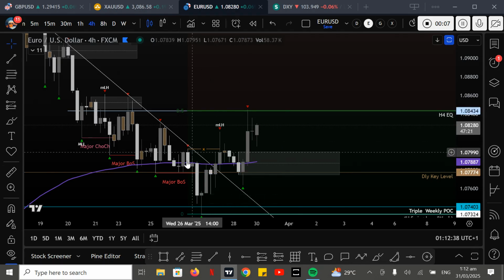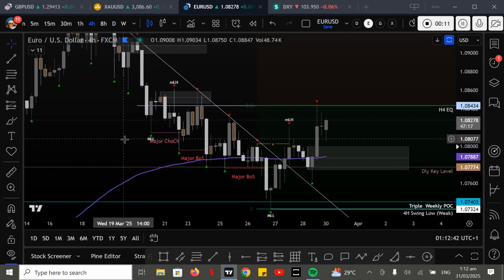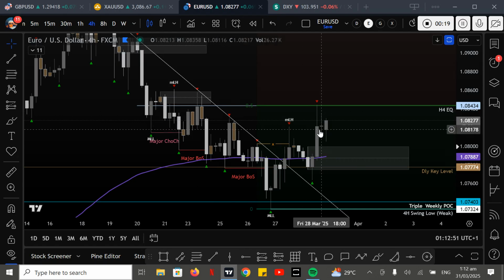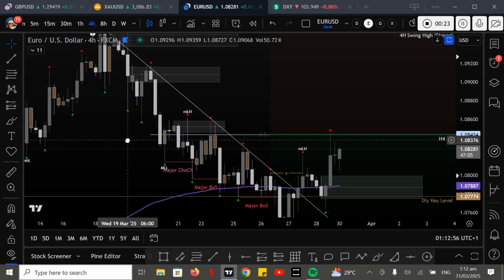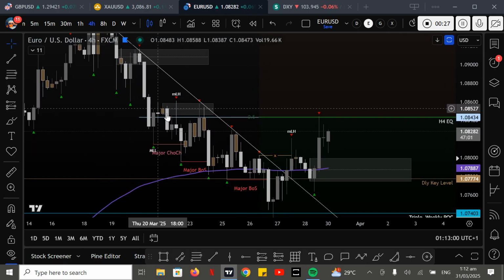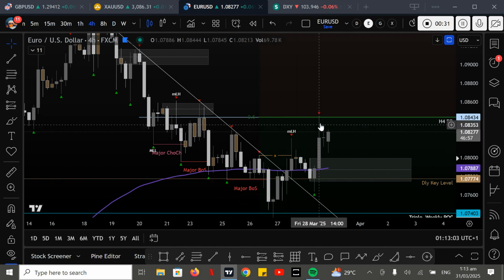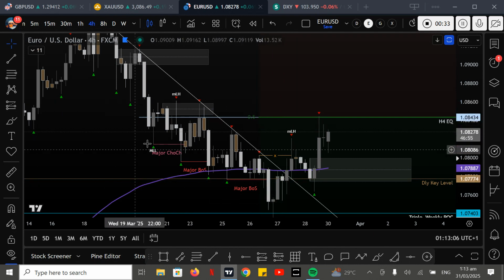So I'm going to be doing a focus weekly forecast for the Euro USD for this week, 31st of March to 4th of April, using this price action here. We have this price action and we are seeing a breakout of this level.